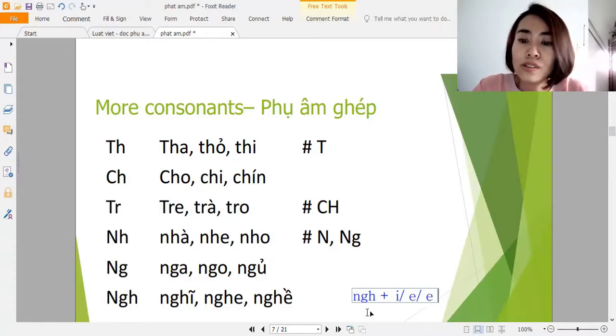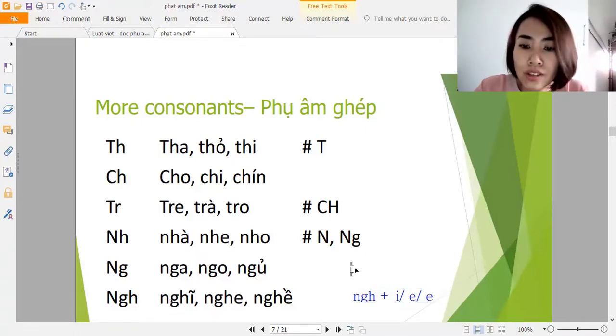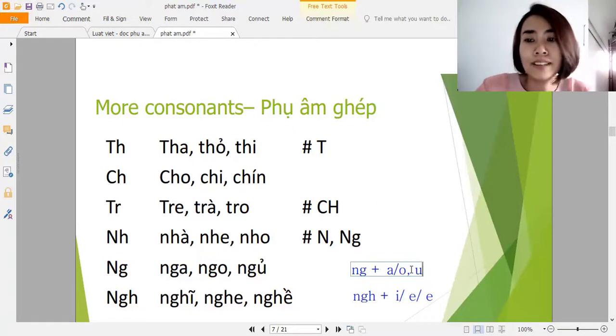It goes with the same rule like K, ngh always goes with E or Ê or I. Okay. When you see E or Ê or I vowel, you write NGH. You don't write NG. The NG is for the other vowels, like A, O, U, Ư. Yeah. That's it. A O U E. Like the group of that.